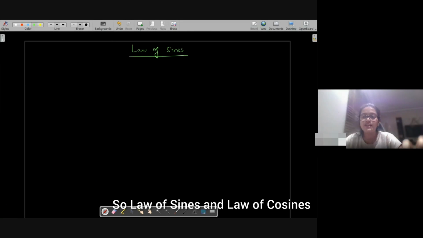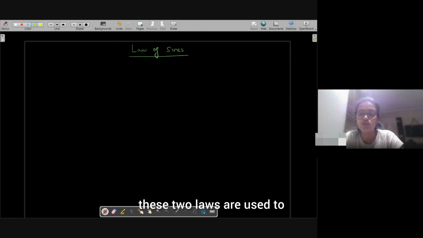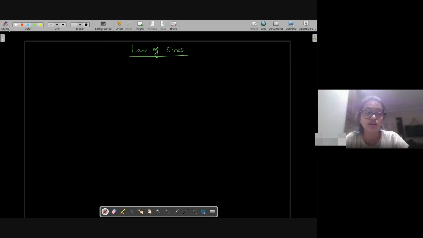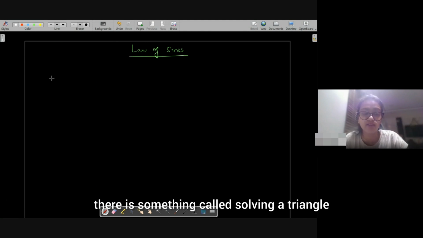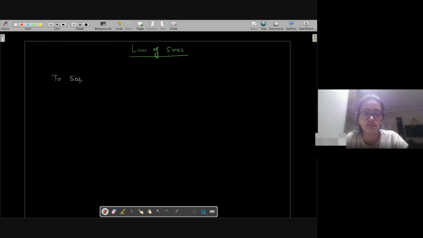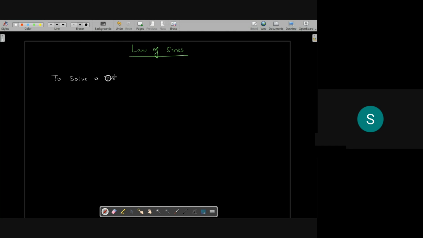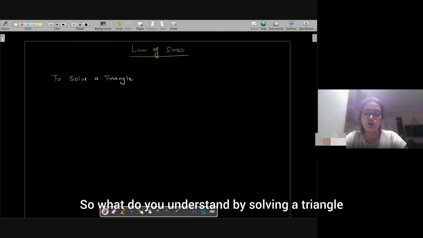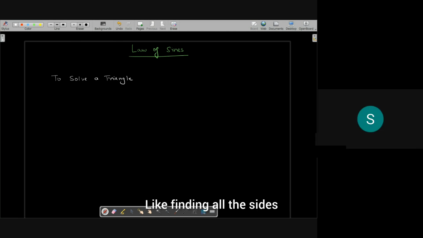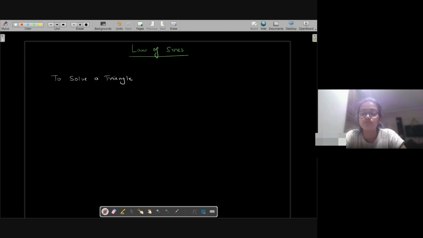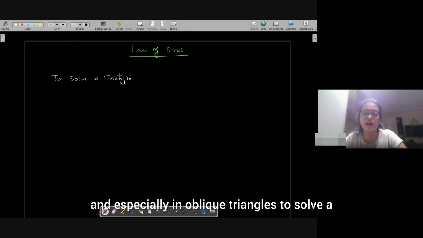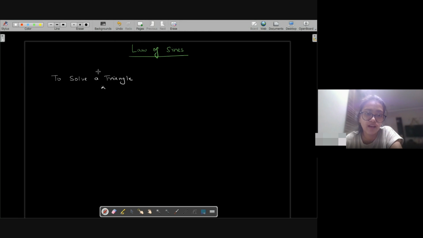So law of sines and law of cosines, these two laws are used for something called solving a triangle. Okay. So what do you understand by solving a triangle? Like finding all the sides. Exactly. All the sides and all the angles. Yes. Okay. And especially in oblique triangles, I will write oblique triangle.